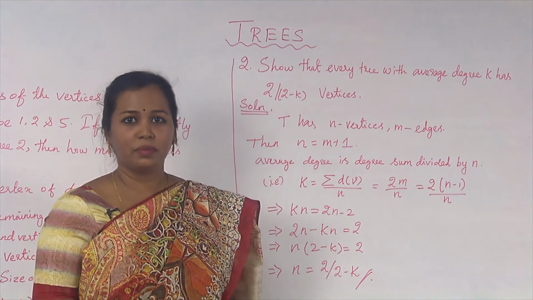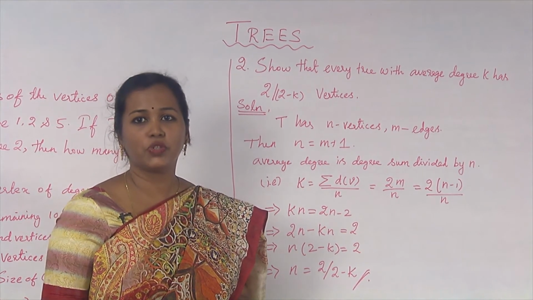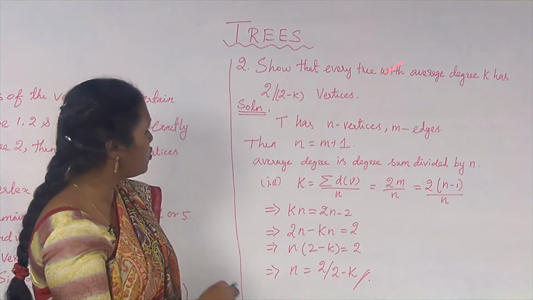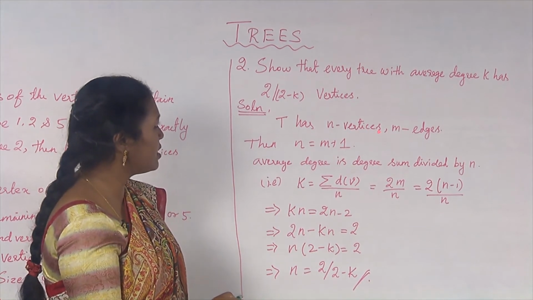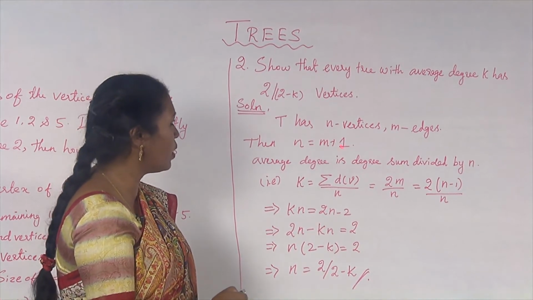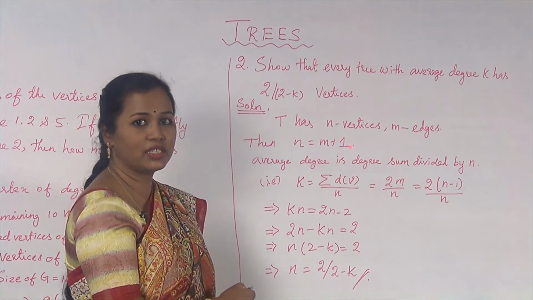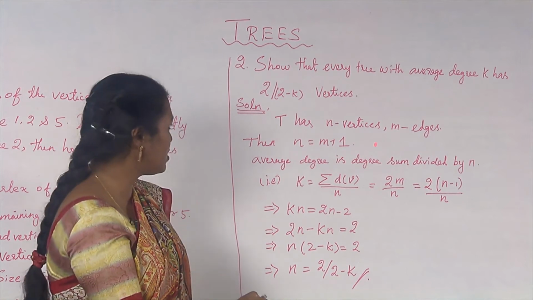The next problem is, show that every tree with average degree k has 2 by (2 minus k) vertices. So, this is what we have to prove. It is a proving type problem. So, T has n vertices and m edges obviously, then n is equal to m plus 1. This is by a theorem that we studied, the equivalence conditions. Therefore, we already know that for a tree n is equal to m plus 1.